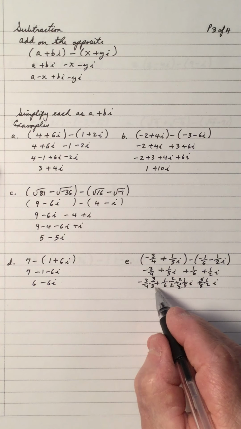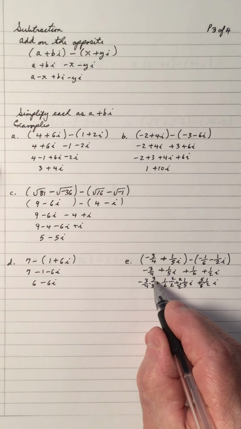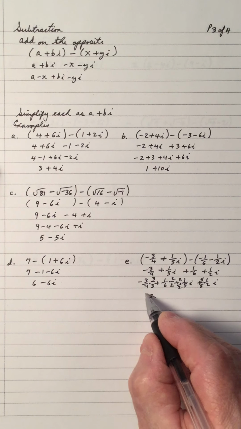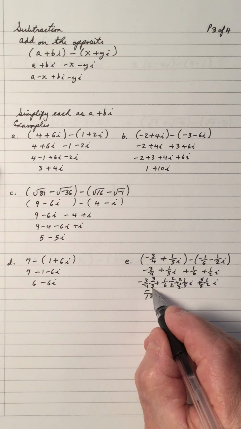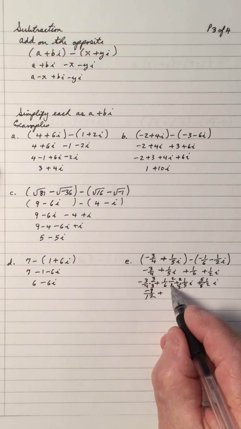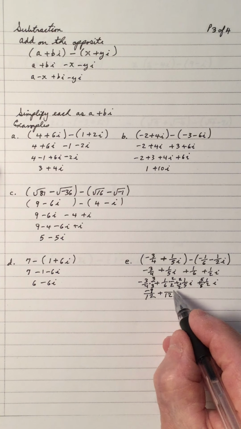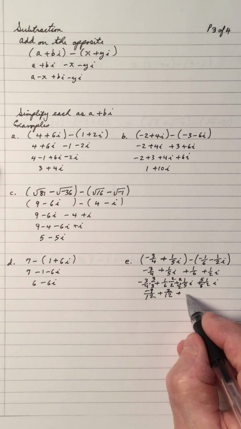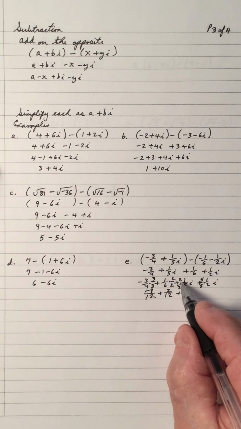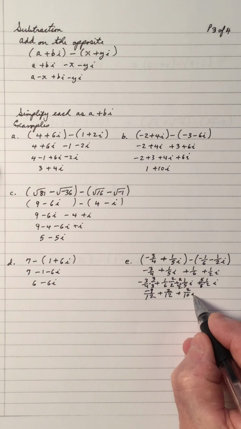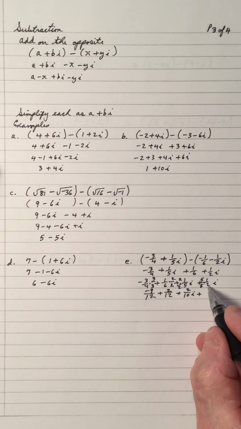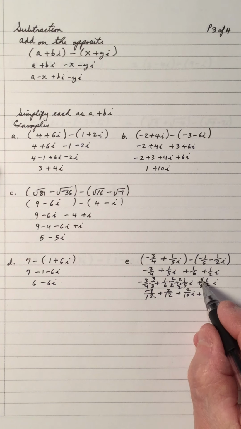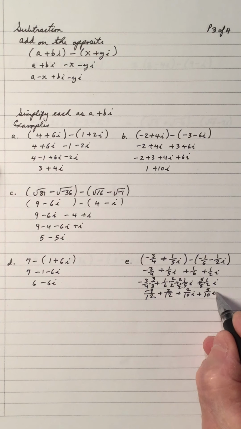Now that gives me a 12 denominator, with 4 times 3, negative 9. 6 times 2 is 12. 1 times 2 is 2. 2 times 5 is 10. 2 times 1 is 2i. 5 times 2 is 10. 5 times 1 is 5i.